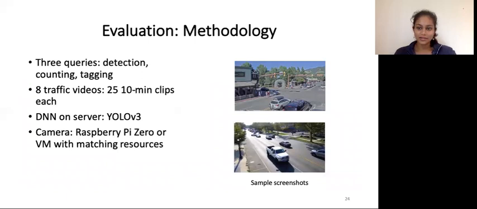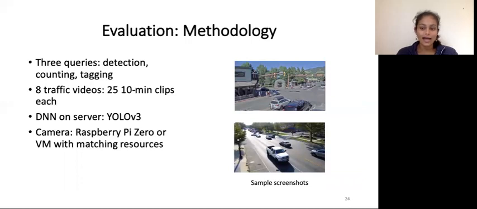To evaluate Reducto, we considered three queries: detection, so finding bounding boxes; object counting, just the number; and tagging, which is a binary decision on whether there's any instance of the object or not, each for people and cars. We used 8 traffic videos taken from all over North America, and for each, we used 25 10-minute clips.